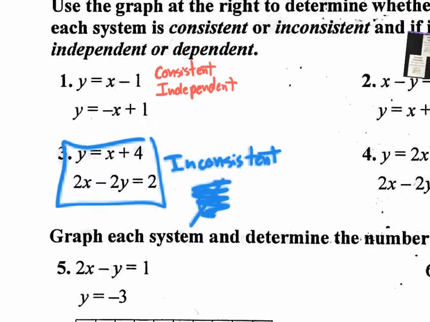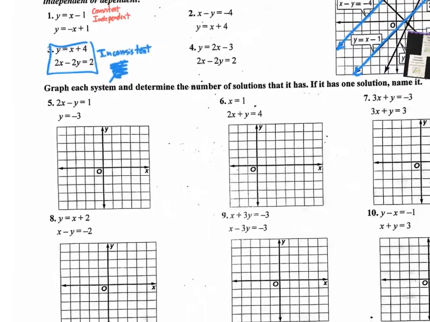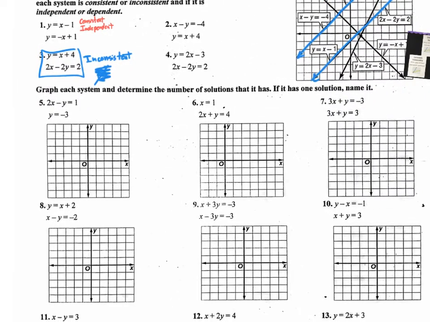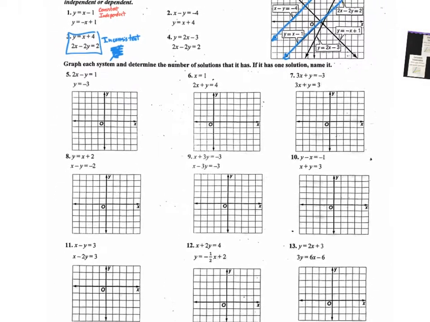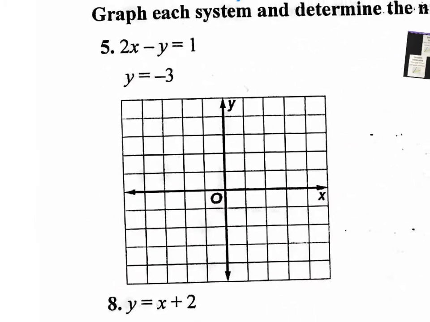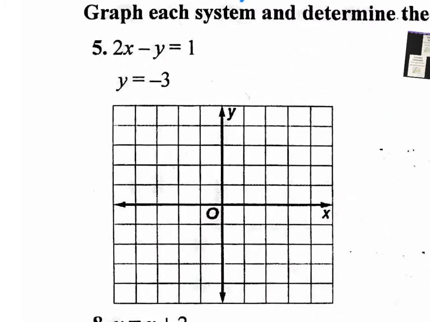Now down here, number 5, it says graph each system and determine the number of solutions it has. If it has only one solution, name that solution. So you actually have to graph on every single one of these. Which one do you think is challenging so we could do it? Or should we just start with number 5? Is the top one ready to graph?